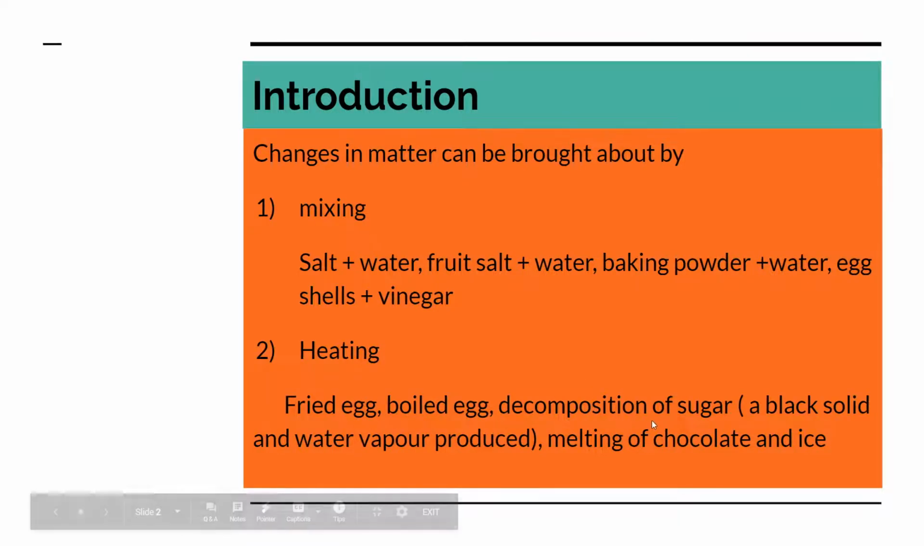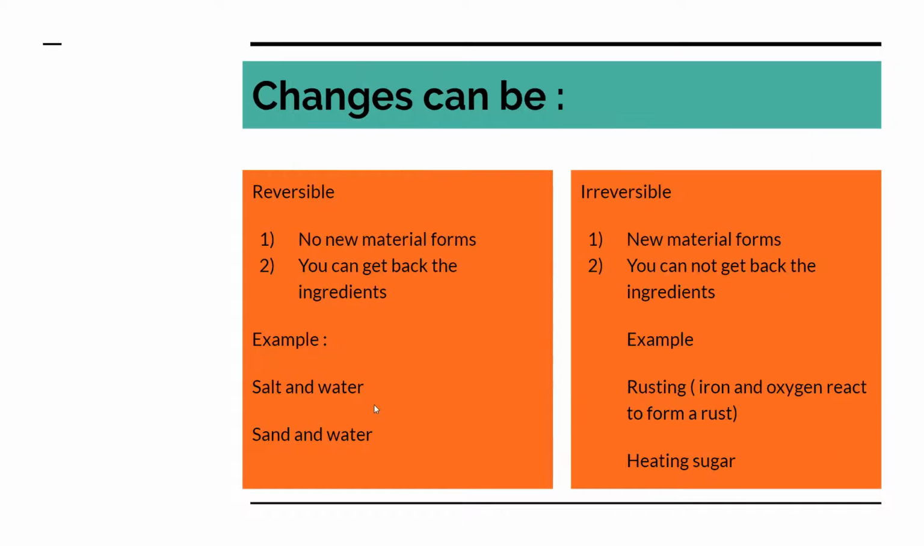And if you decompose sugar, decomposition is basically breaking down something into smaller substances, right? So when you decompose sugar, a black solid called carbon and water vapor are produced. Then if you melt chocolate or melt ice, you see that when you mix or heat things, some sort of changes are produced. Now these changes can be classified as reversible changes or irreversible changes.